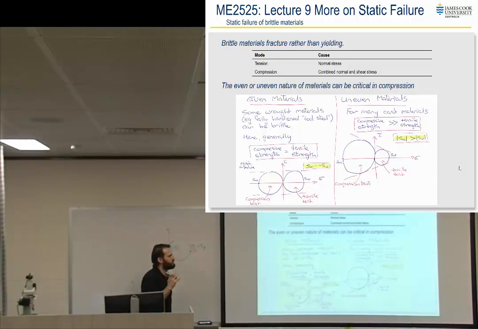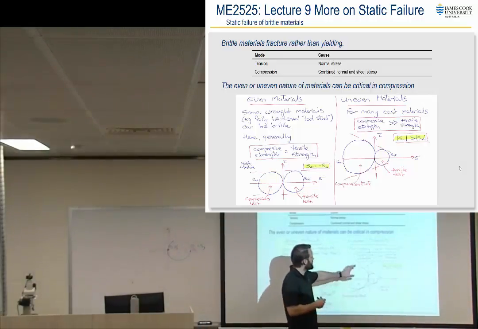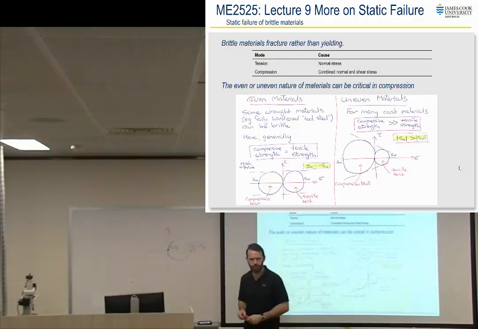Now, what you find with most brittle materials, particularly things like cast metals, cast iron, cast steel, that sort of thing, is that they are uneven.